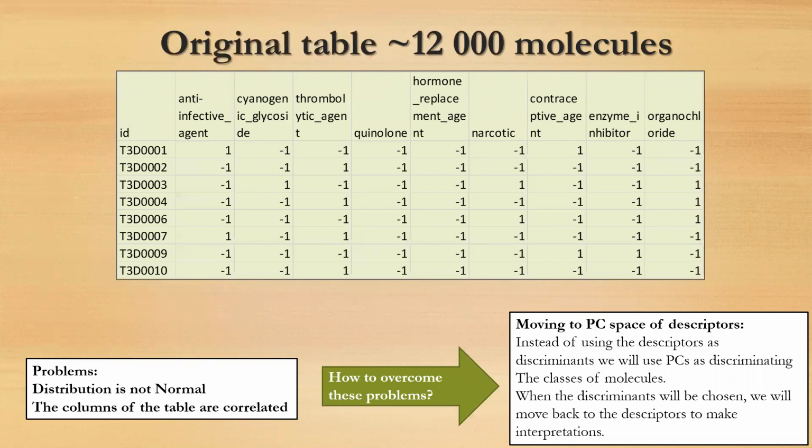But there is a little trick, and the trick is the following. As you remember, hopefully, each PC is dependent on all features. So if we move to the PC space, we will still be dealing with all of our descriptors, which is not good because we want to choose a very small amount of descriptors that can discriminate between the molecules. So what we will do, we will erase the descriptors that don't have enough contribution to the PC. And that will make our table smaller.